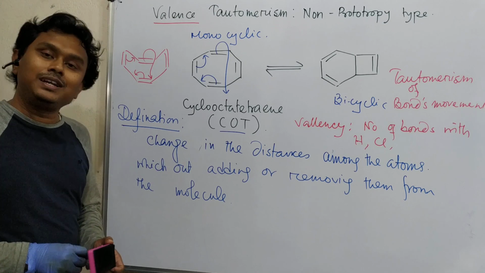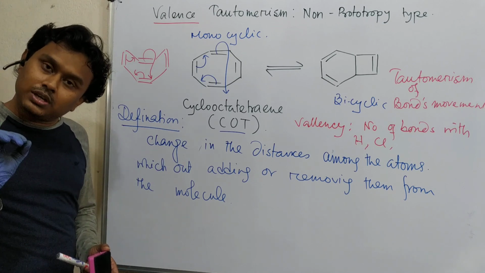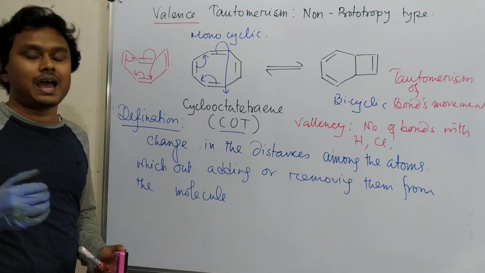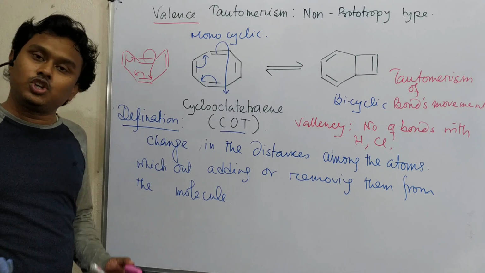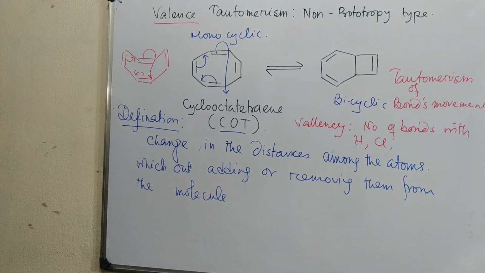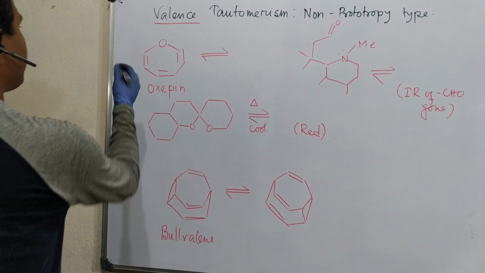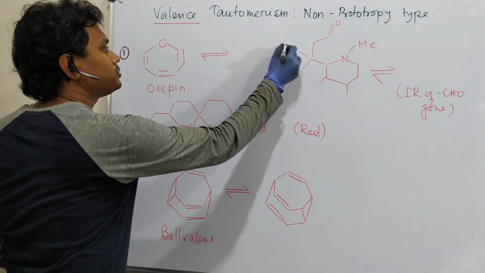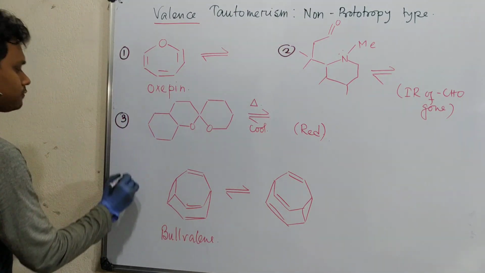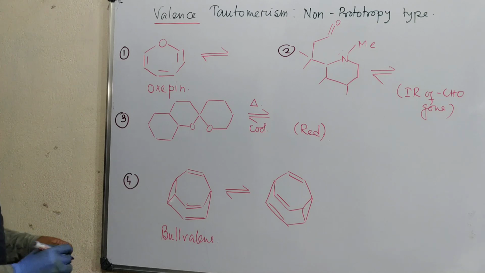Now I shall provide you a few examples so that you understand what is happening and why, and in this way if such kind of questions appear, you can solve them properly. Okay, let's continue the discussion. See, I have provided 1, 2, 3 and 4 examples about valence tautomerism.